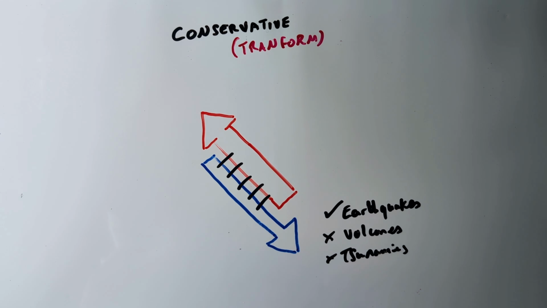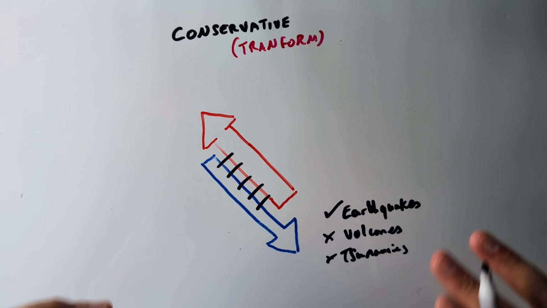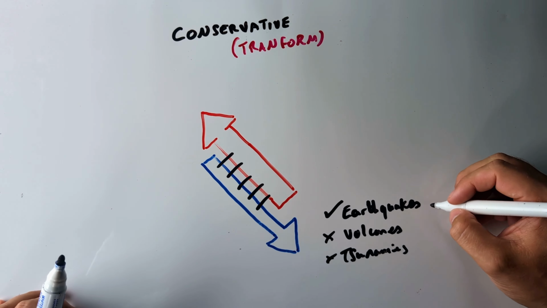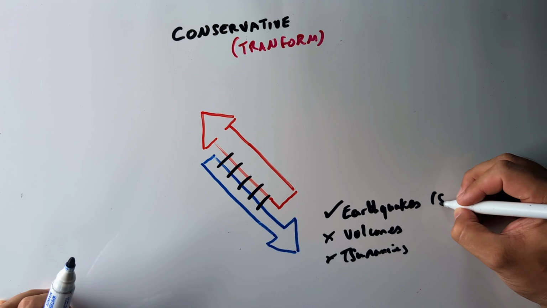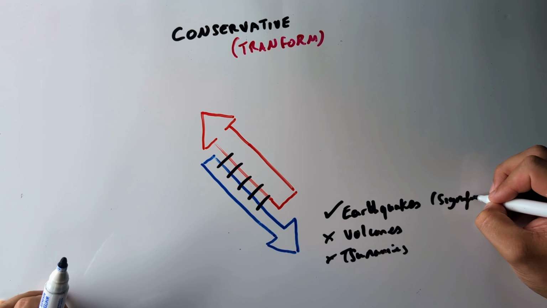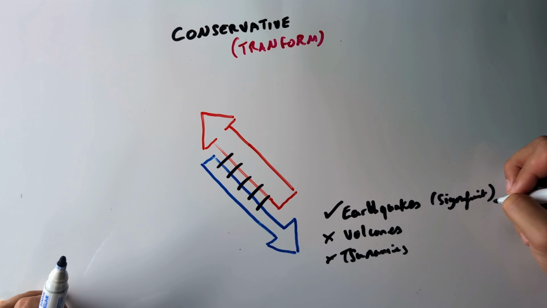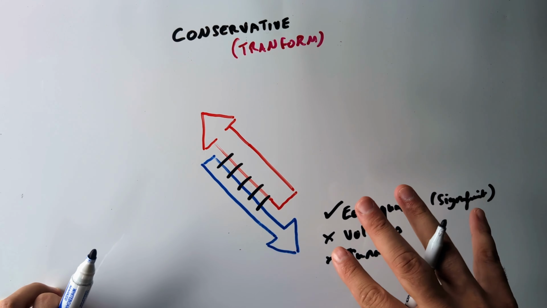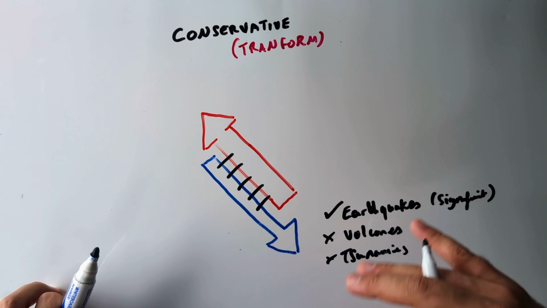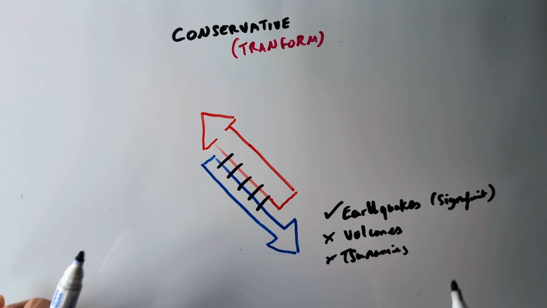Two different tectonic plates moving in opposite directions or the same direction at different speeds, and it leads to, I'm going to say, significant earthquakes. They're not as powerful as earthquakes on a convergent plate boundary, but they can still be very, very powerful and cause a lot of damage.